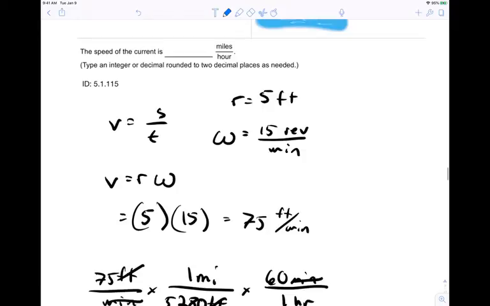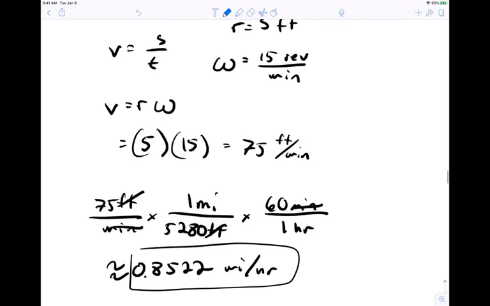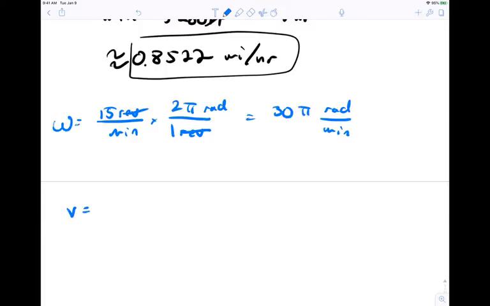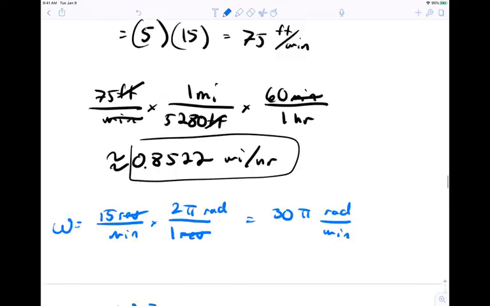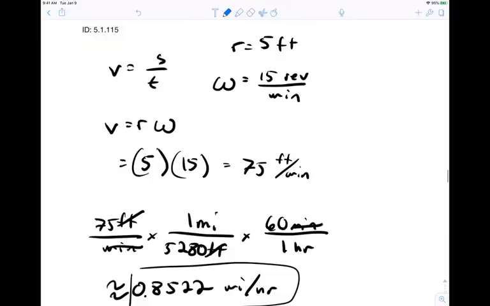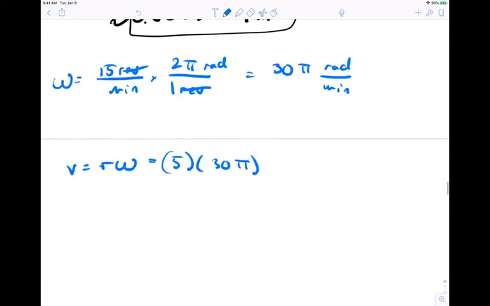So then we said r times omega. So the linear speed is going to be r omega. The radius was what again? 5? Yeah. 5 times 30 pi. That should be 5 feet, so the units are going to be feet per minute. 150 pi feet per minute.